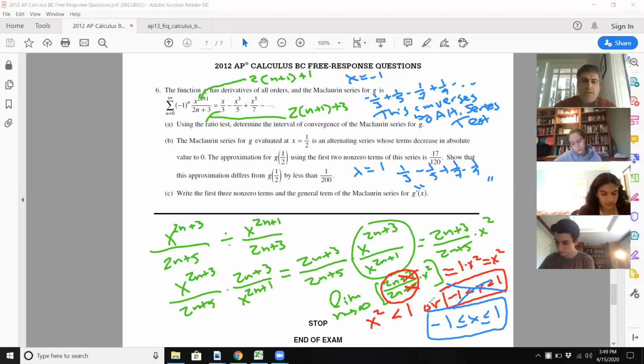So when you're doing the ratio test, you're always going to take the original expression, and then go to the next iteration for n plus 1, and then divide those two. So you do higher divided by lower. Do a little algebra, take the limit as n approaches infinity, and whatever you get has to be less than 1 for convergence. And then if you have endpoints to look at, you just plug them in and see what happens. And if they alternate, then we know that we're going to have convergence. So that's part A.